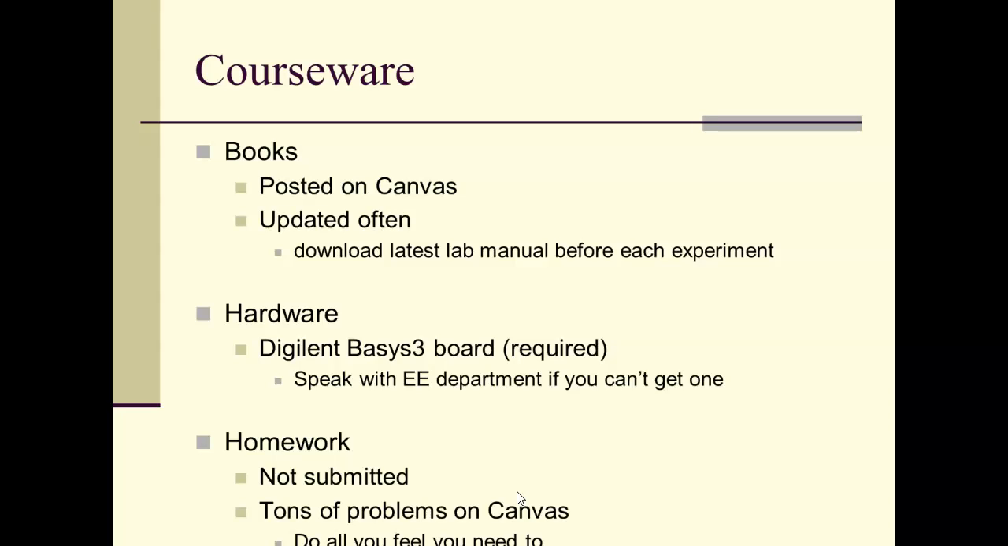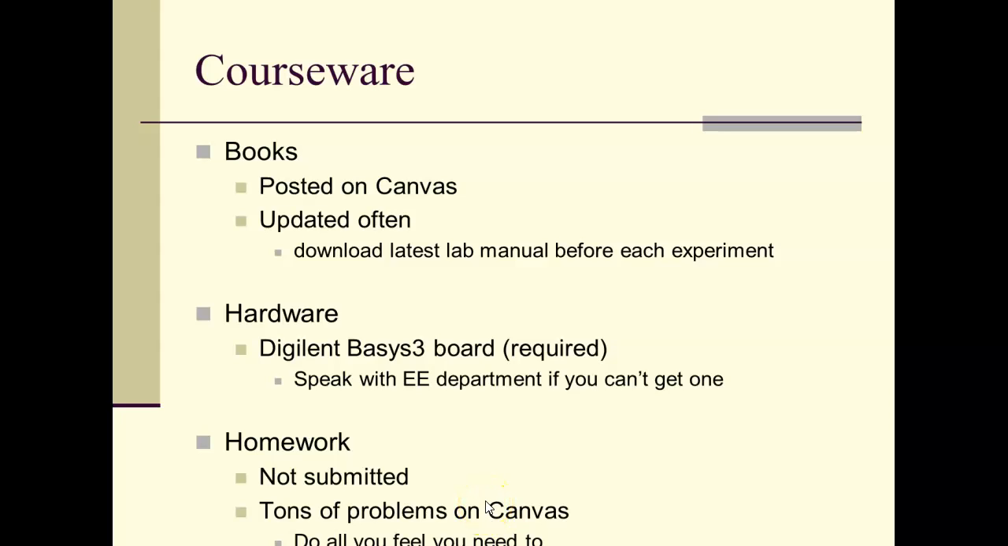So anytime you start a new experiment, you have to download the new lab manual. The hardware for the course is the Digilent Basys 3 board, which is required. If you're having trouble getting one for whatever reason, maybe the EE department can help you out. There's a limited supply of boards, but they said they could help people out.